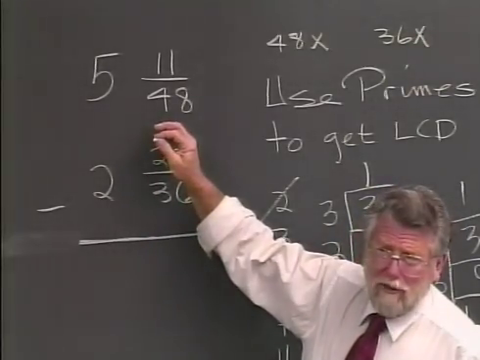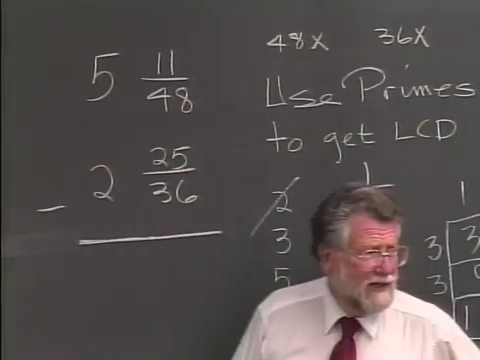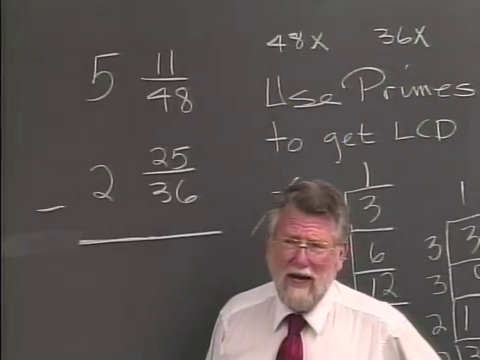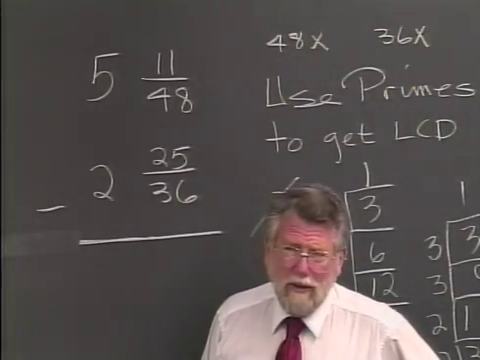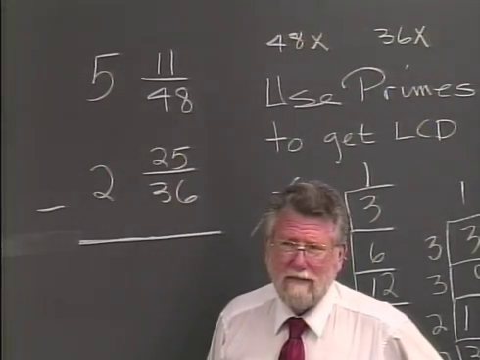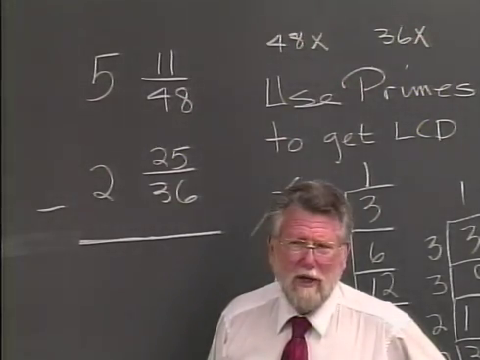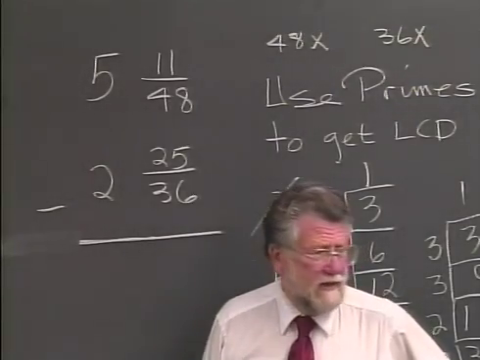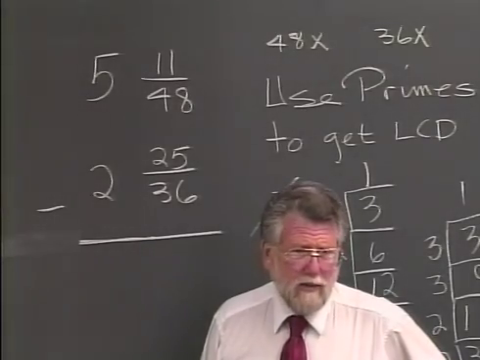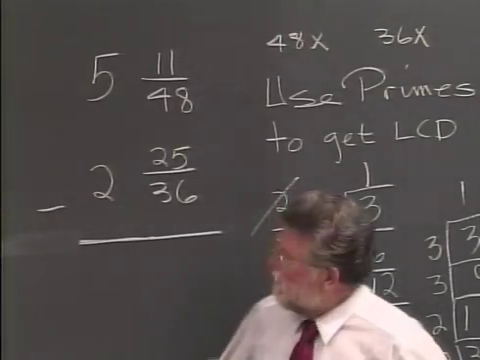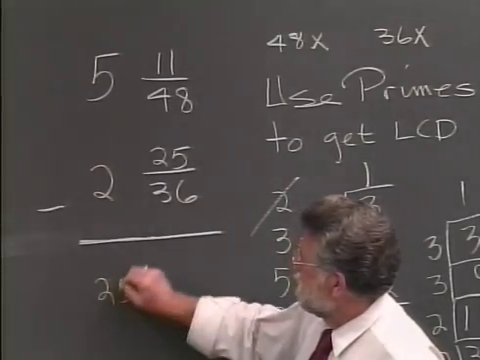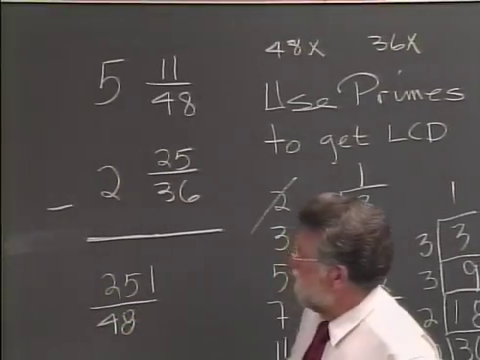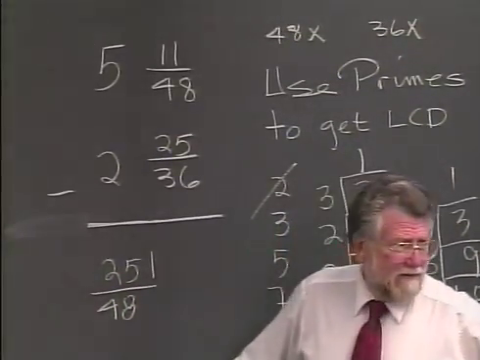Well, let's just set this up as improper fractions for a moment. Anybody in your head? Give me the new improper fraction for 5 and 11 48ths. So that means you have to take 5 times 48, which is what? Be careful. It was 240. 5 times 48 is 240, plus 11 is 251 over 48. Things are getting big, right?